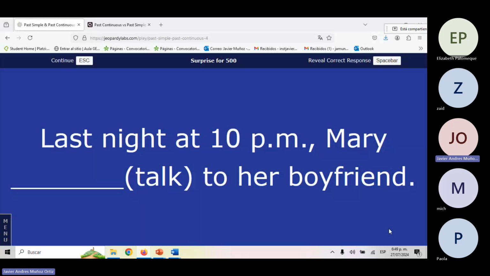Let's check. Question for you, Paola. Would you bet $50 million for your answer? ¿Apostaría 50 millones de dólares por esa respuesta? There are only two possibilities, yes or no? No? Okay. Then, do you want to continue with is talking? Is talked, sorry.